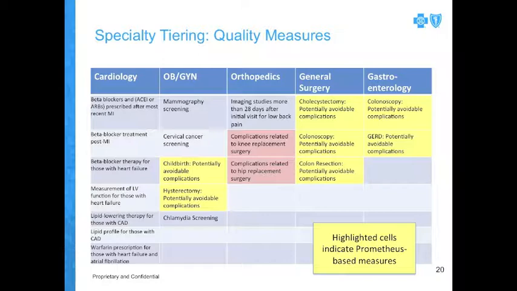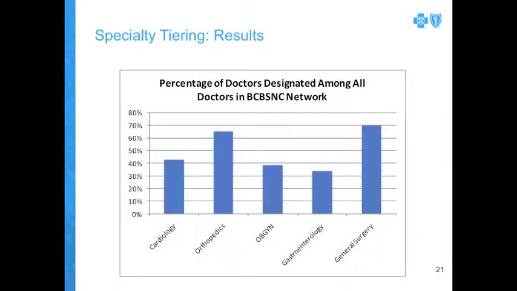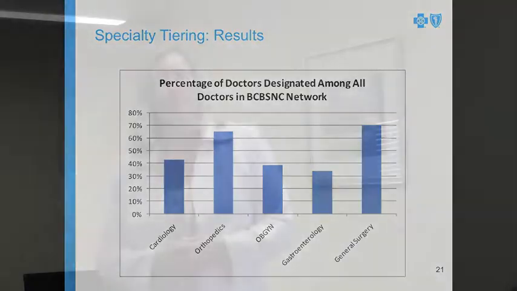But you can see for OBGYN, for example, they're using the Prometheus PAC measures as well as certain standard screening checks. When they do this and they use this as well as the costs, what they've done recently is this is the percentage of doctors that are designated. They're using this in their Blues distinction network, so to have providers designated as a Blues distinction provider. This is the result. These are the doctors, the percentage of the doctors that are included in that network based on these measures. So cardiology, about 42% of the providers are included in that network, compared to orthopedics, about 65% of their providers are included in that Blues distinction network.